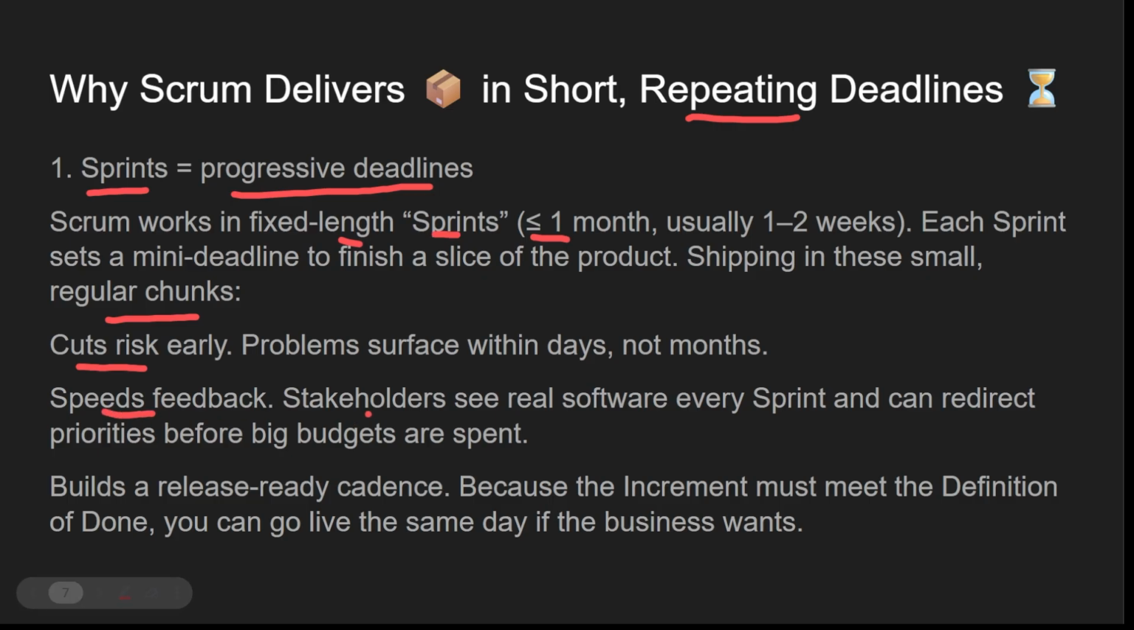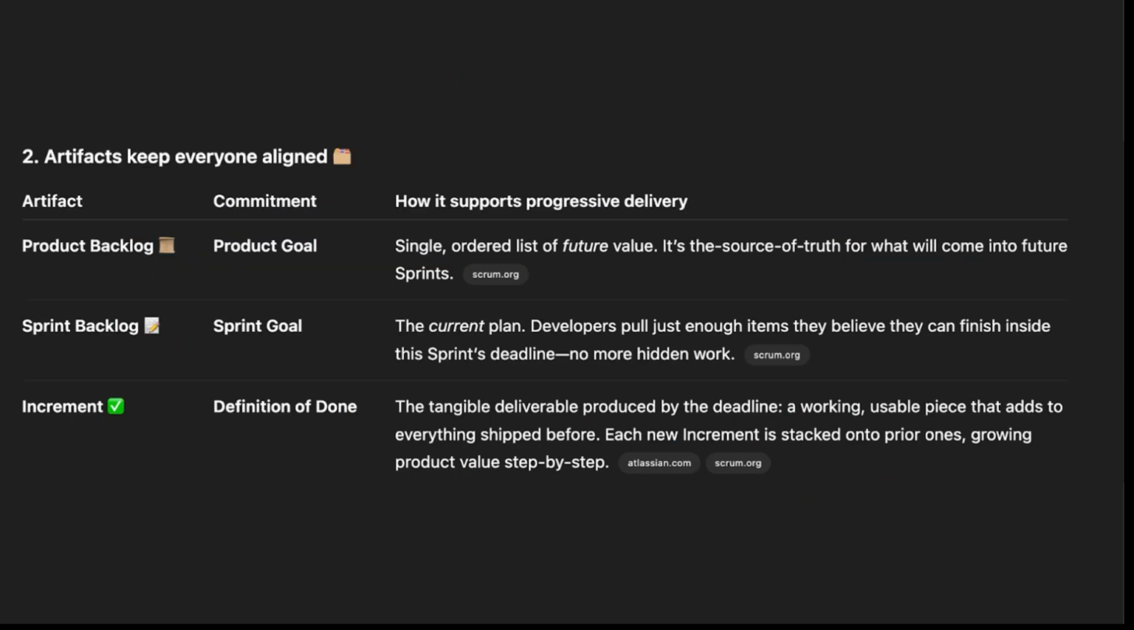It speeds feedback. Stakeholders see real software every sprint and can redirect priorities before big budgets are spent. Build a release-ready cadence. Because the increment must meet the definition of done, you can go live the same day if the business wants. Why do artifacts keep everyone aligned?